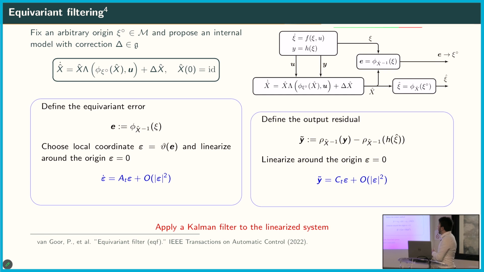And I can do exactly the same thing for the output. So I can define an output residual, and I can use the fact that I have an output symmetry rho in order to also construct sort of an output residual expressed in terms of equivariant coordinates. And then I linearize, and I have also a sort of linearized measurement equation. And then I simply apply a Kalman filter for this linear system. So we basically propose an innovation, and this innovation is related to the continuous Riccati equation that I showed you before.